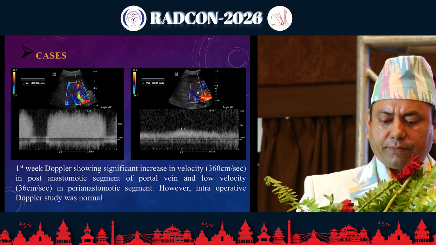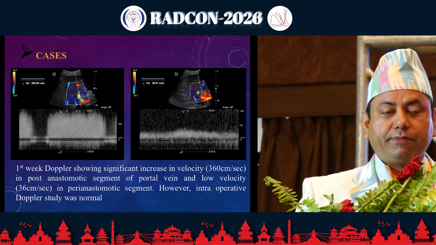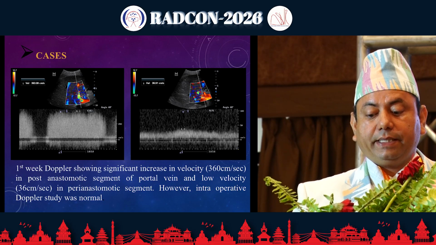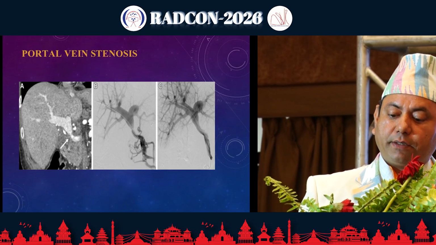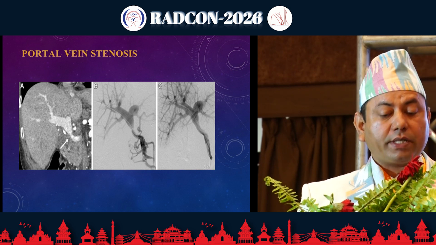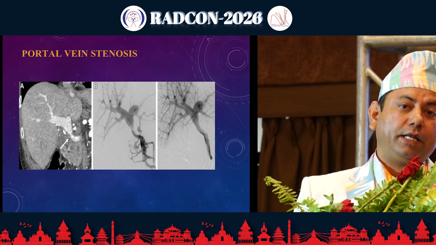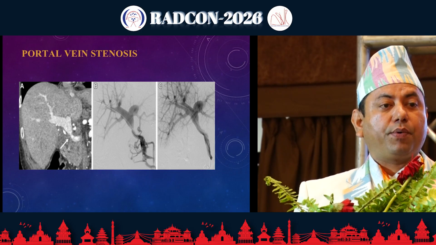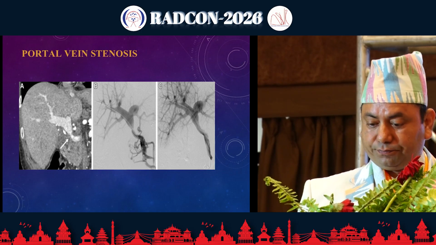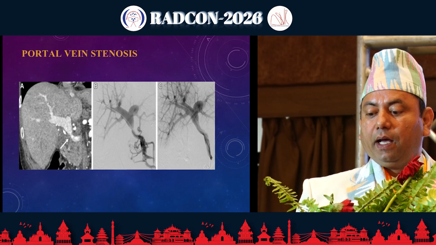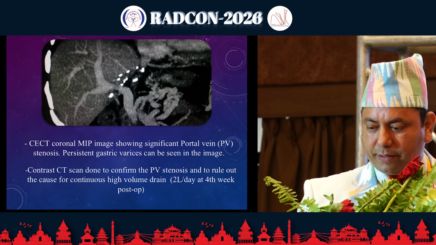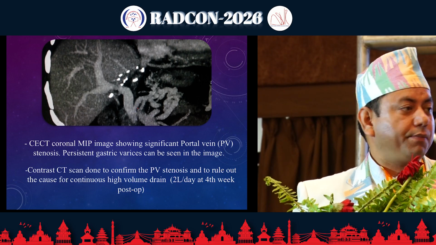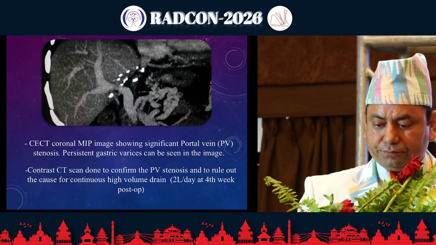This was a case where the first week Doppler showed a significant increase in velocity of 360 centimeters per second in the post-anastomotic segment of the portal vein, and a low velocity of 36 centimeters per second in the peri-anastomotic segment. However, intraoperative Doppler was normal in this case. We can see the narrowing in the CT scan as well, in the coronal and reformatted images. Also in the angiogram, we can appreciate the narrowing.